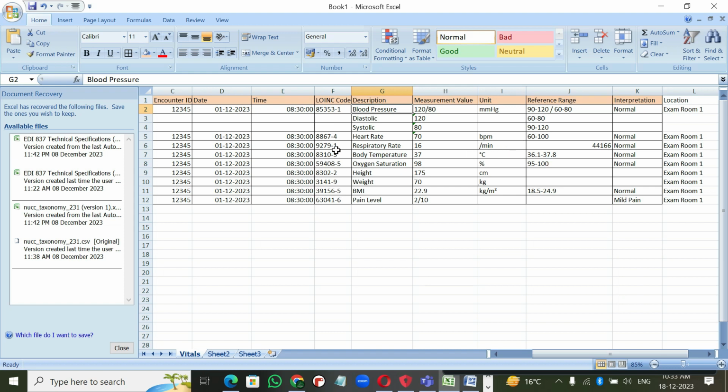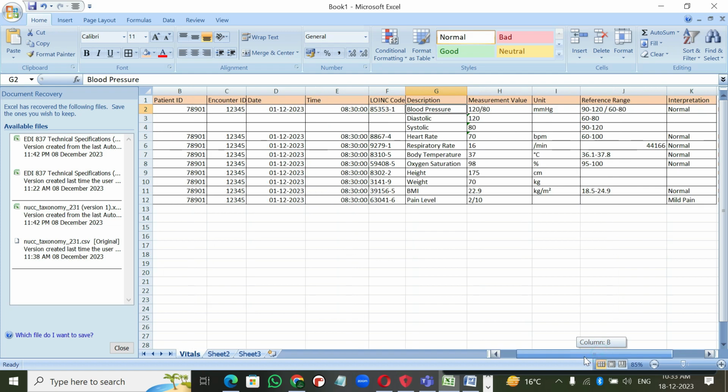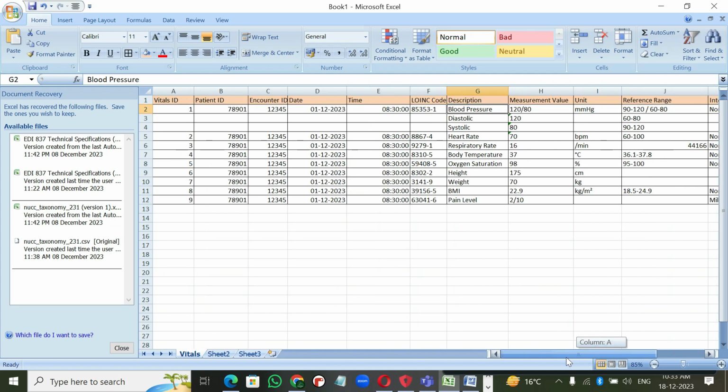All right. So similarly, this is the code for respiratory rate, code for body temperature, code for oxygen saturation, height, weight, BMI, pain level. So guys, I just wanted to show you how the data is saved in the backend. The reason being that in future we are going to do videos on extracting the data, transforming it, and loading it into a system and using it for different use cases, like to calculate or compute the measures.